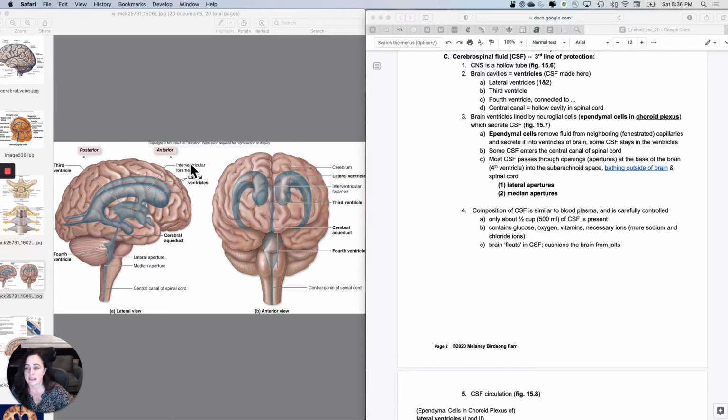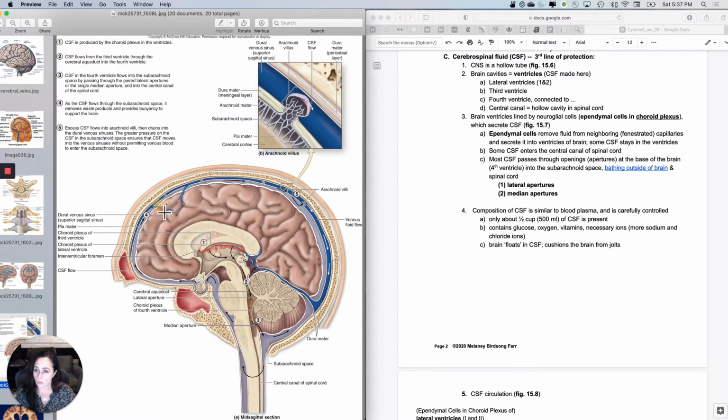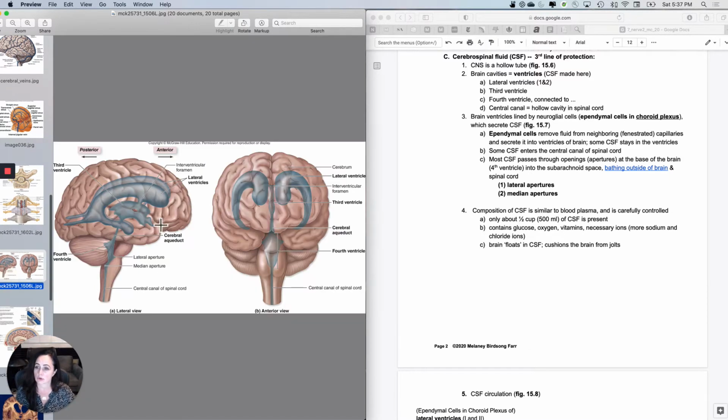These spaces in the brain are called ventricles, and they're not empty, they're filled with fluid, and they are continuous with the hollow inside the spinal cord that is called the central canal of the spinal cord. So the brain cavities are called ventricles. This is the third ventricle, and this is the fourth ventricle, and we'll talk about the ventricles a bit more in just a few minutes. Actually, probably in a different video.